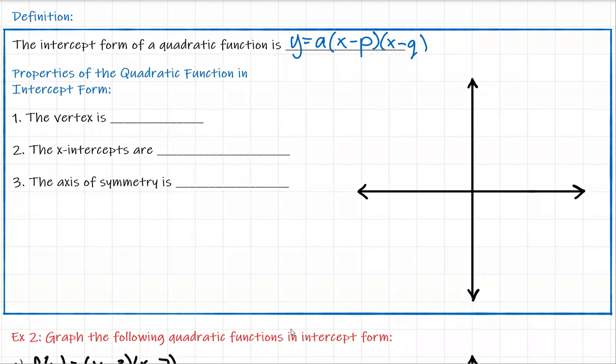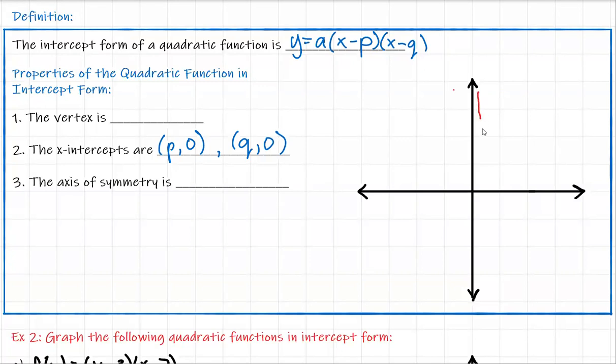And the reason why it's called our intercept form, just like how the other one was called our vertex form, is because we have the x-intercepts given to us. In this case, P and Q are our x-intercepts. So whatever those numbers are going to be our x-intercepts. So P comma 0 and Q comma 0. All right. And let's go ahead and graph what that means.